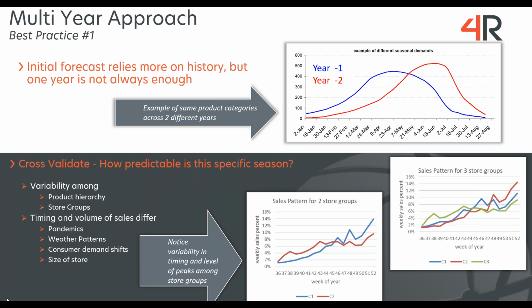For example, to the right here, you see that the timing for the start of sales is the same for this particular product line, but the shape of demand differs among store groups. When a forecast is generated for this product line, the store group should be split to get the most accurate forecast.